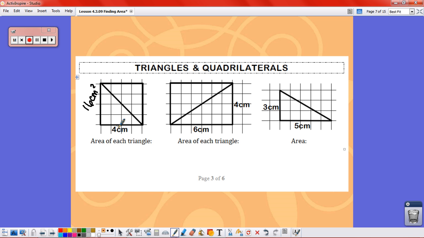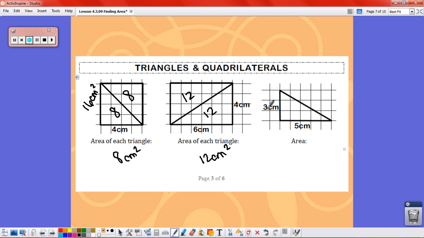1, 2, 3, 4, 5, 6, 7, 8. 8 is half of 16, so it's 8 in each half. So each is 8 centimeters squared. Here we have 24 total, so there'd be 12 for each triangle because 12 is half of 24.